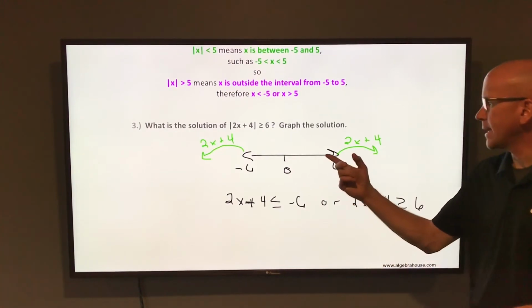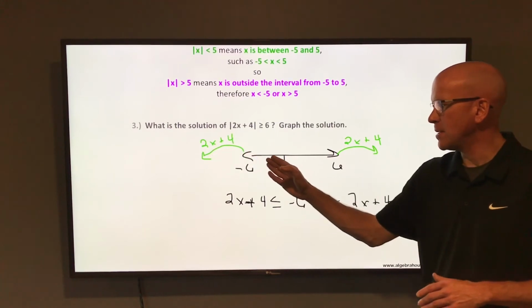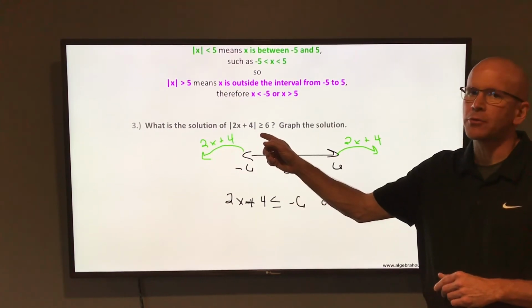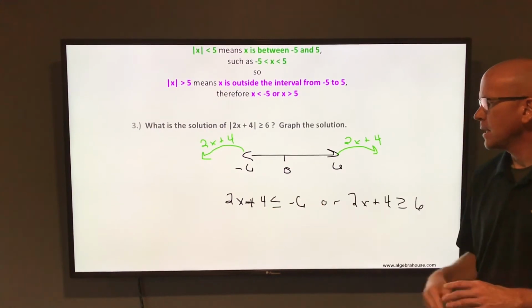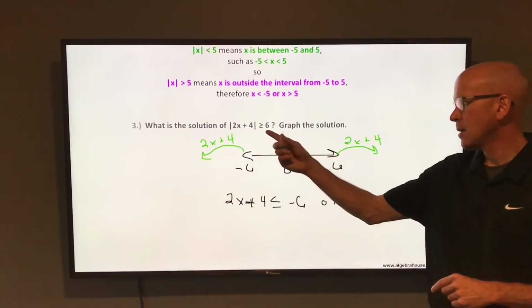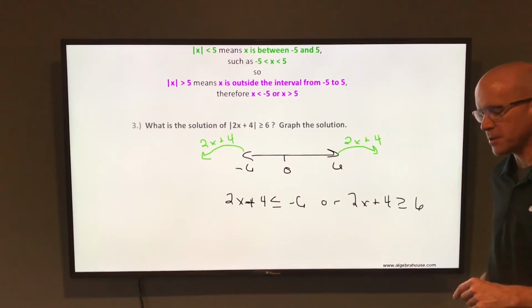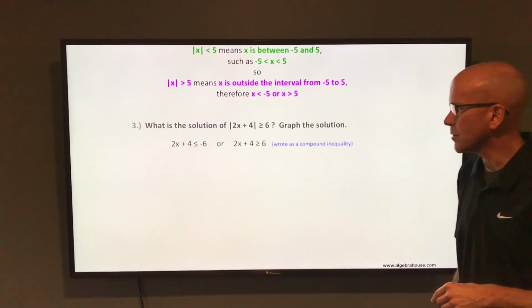So to solve this for x, that's how you would set it up. You're seeing that 2x plus 4 is to the left of negative 6, could also be equal to. So 2x plus 4 is less than or equal to negative 6. And you're also seeing that 2x plus 4 is to the right of positive 6, could also be equal to. So 2x plus 4 is greater than or equal to positive 6. So that's how you would set it up to solve for x.